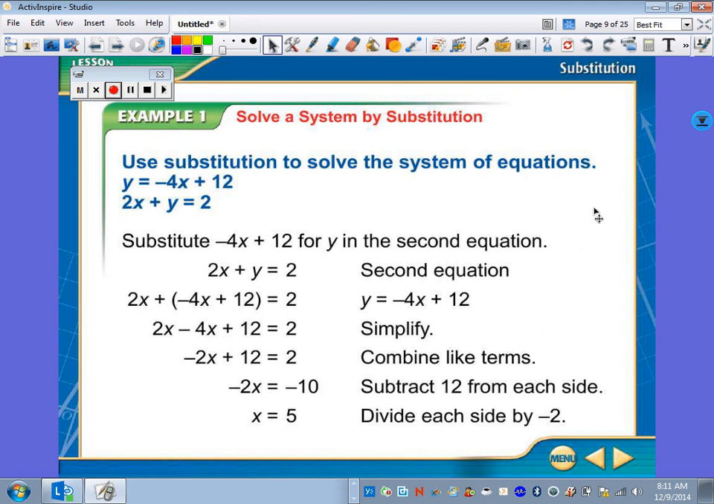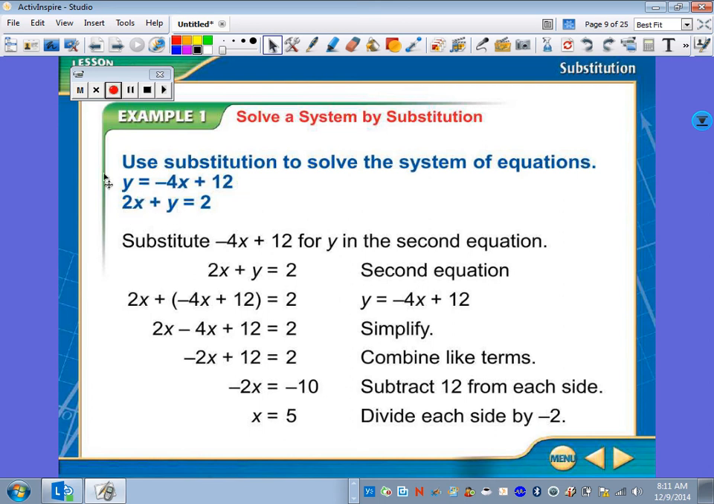Okay, so here's our first problem. Now I'm going to show you how to do this, and then I actually have 2 examples that aren't worked out like this, just so you'll be able to see how that works. So here you have substitution. You're using it to solve the system of equations. The first one is y equals negative 4x plus 12. The second one is 2x plus y equals 2.